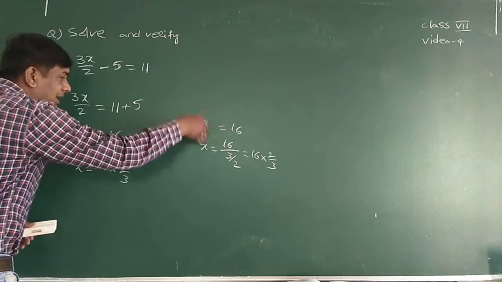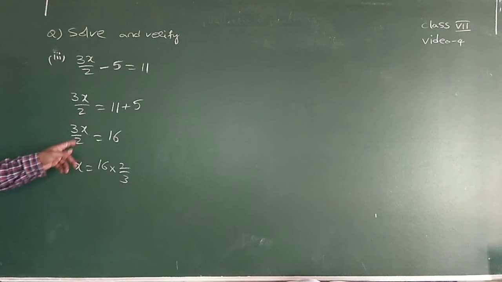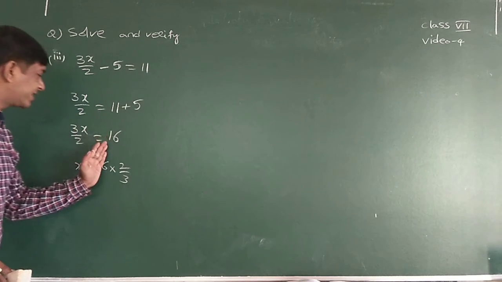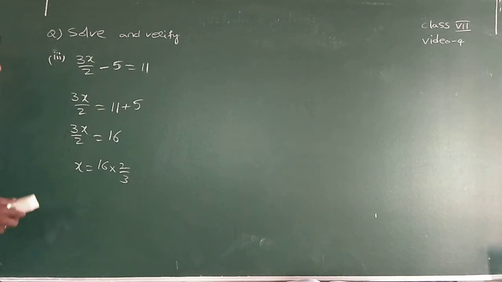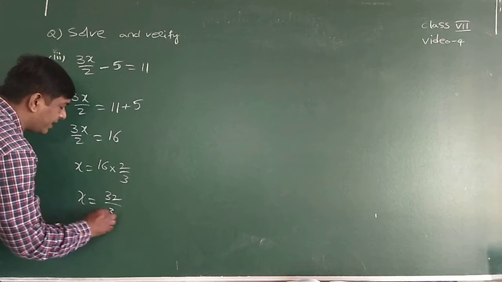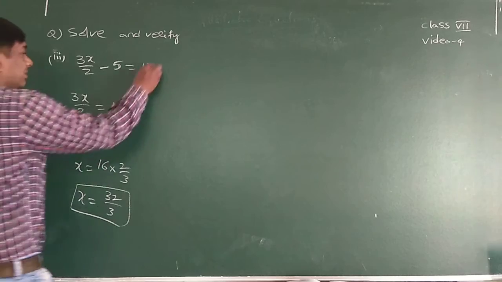So instead of doing all this, I directly wrote: 3 by 2 x is equal to 16. 3 by 2, when you transpose to the other side, 16 into 3 by 2 becomes 2 by 3. X is equal to 16 twos are 32 by 3. X is equal to 32 by 3.